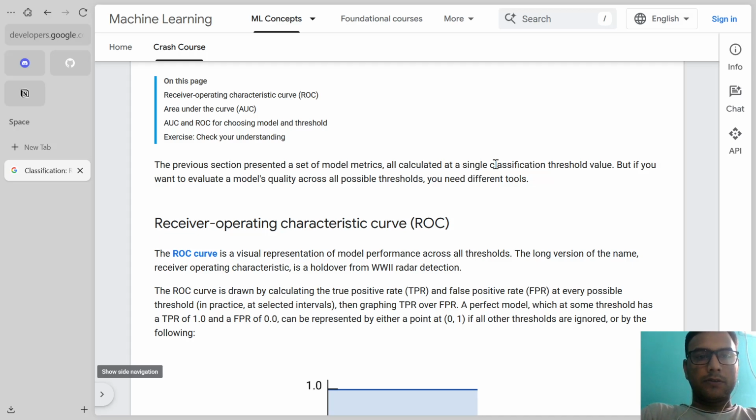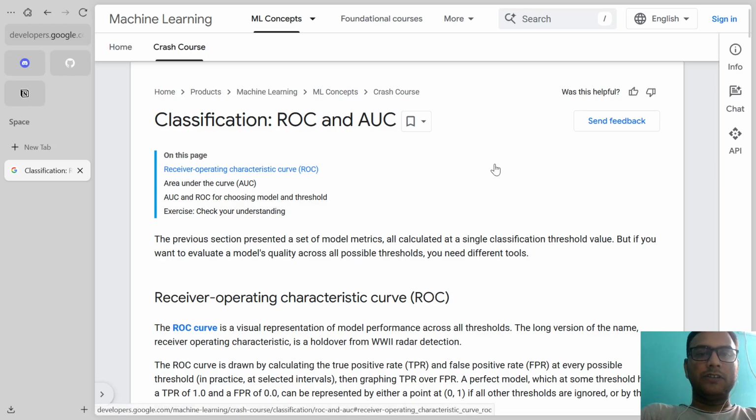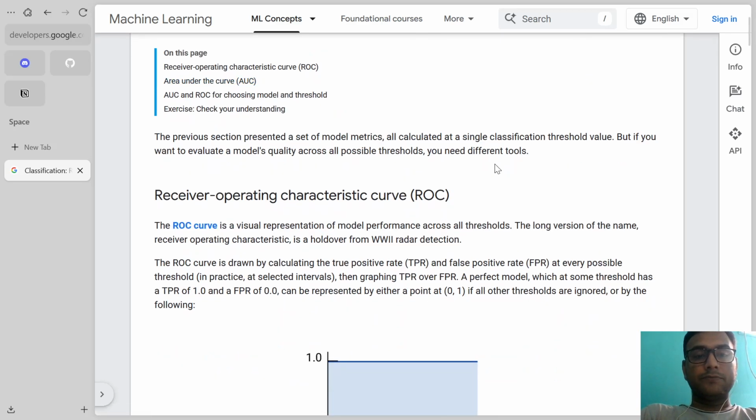So today we have, under classification, ROC and AUC. ROC is the receiver operating characteristic curve, and AUC is the area under the curve. Curve in the sense of the ROC curve. So what is an ROC curve?